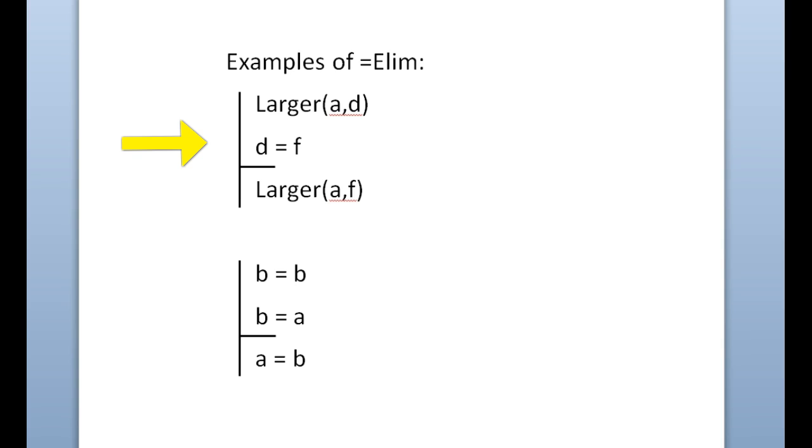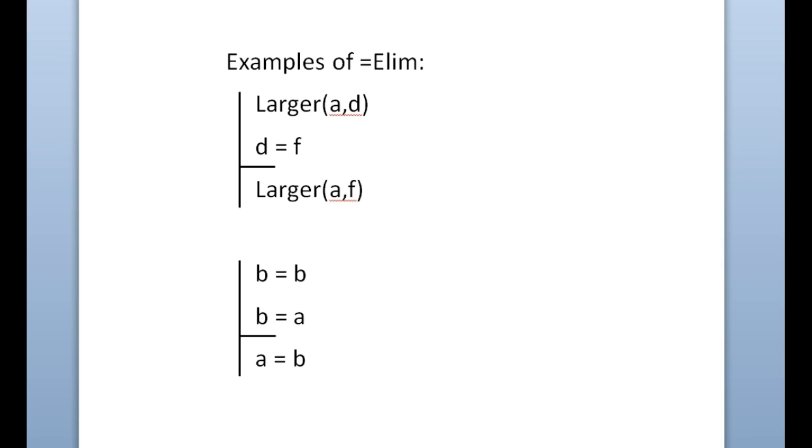How did we get there? Well, the first sentence contains a name, namely D, that we're interested in. The second sentence tells us D is identical to F. So the rule lets us substitute F for D in the first sentence. So the second sentence is our vehicle that allows us to substitute F for D in the first sentence, and that gives us larger AF, meaning A is larger than F.